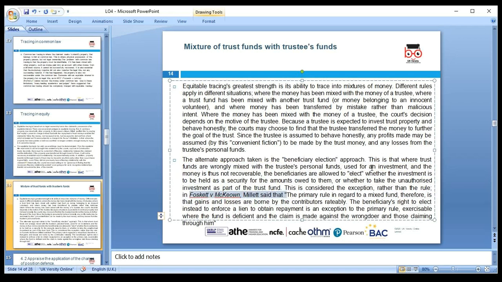The primary rule in regard to a mixed fund is therefore that the gains and losses should be contributed to rateably. The beneficiary's right to elect, instead of enforcing a lien to obtain repayment, is the exception to the primary rule.